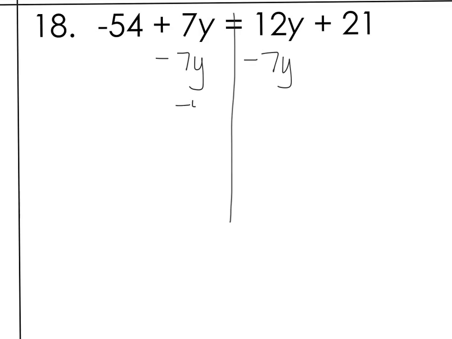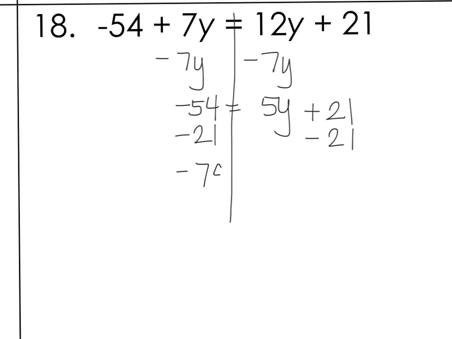On the left, you get negative 54. 12 minus 7 is 5y plus 21. Just in one step, we've already gotten to where we can start solving. This should be our comfort zone. Subtract 21 from both sides. Be observant about your negatives and positives. That should be negative 54 minus 21, which is negative 75, equals 5y. We should be happy with this.